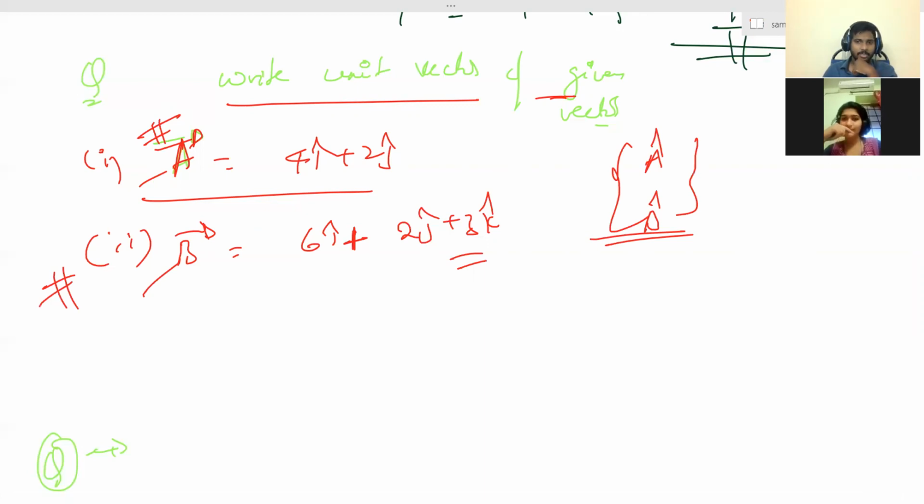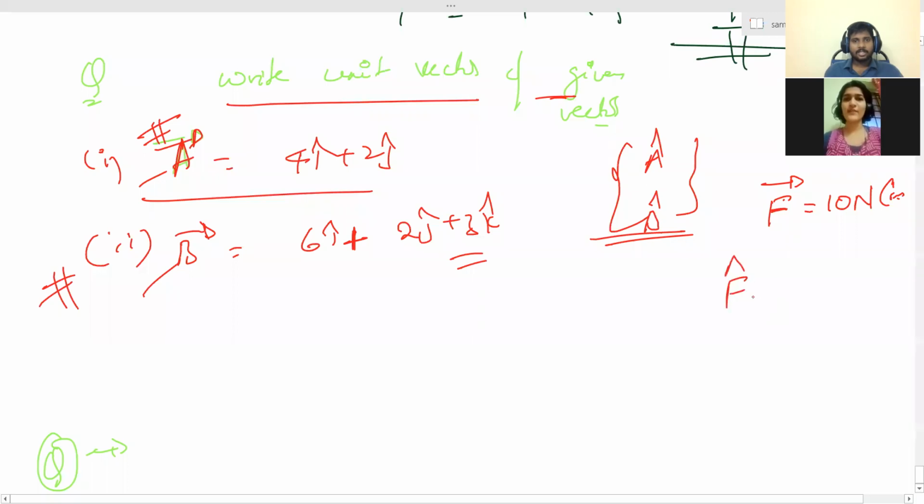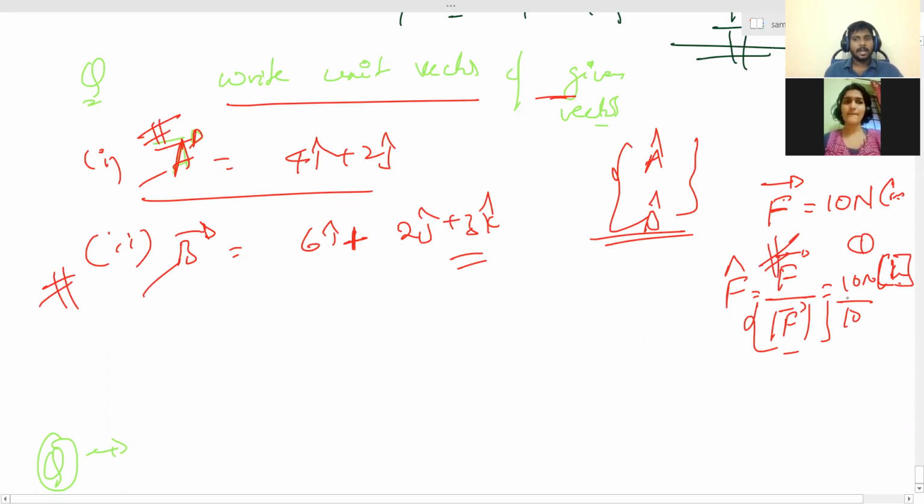Yes, sir. You try. F is equal to force vector. F cap, what did I do? I divided the force vector by its own magnitude. Magnitude, remember, sir. Then 10 newtons you divide here, you will get 1 unit in the east. That means you will have a direction in the force vector, but magnitude only 1 unit, right?